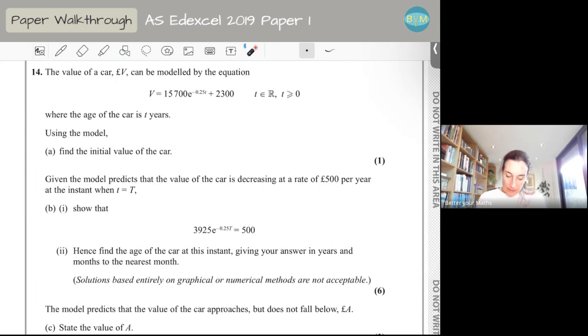Given that the model predicts that the value of the car is decreasing at a rate of 500 per year when t is capital T, we need to show this thing here. Do you remember what it means when it's talking about the rate? The rate of change is the derivative with respect to time. So 500 is the derivative of this function with respect to time. Rate of change is dV by dt. So we are going to differentiate that. t is going to be capital letter T, and then it's going to be equal to 500.